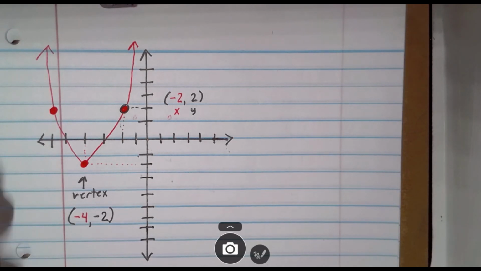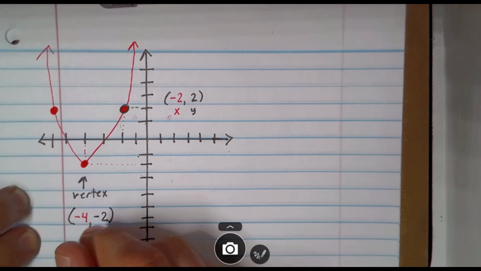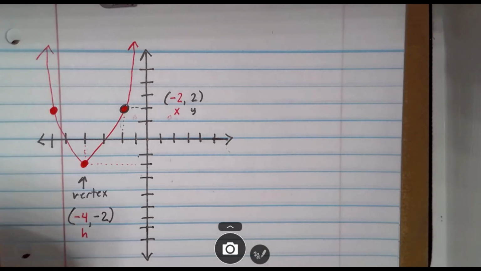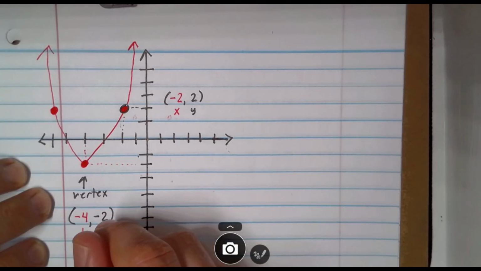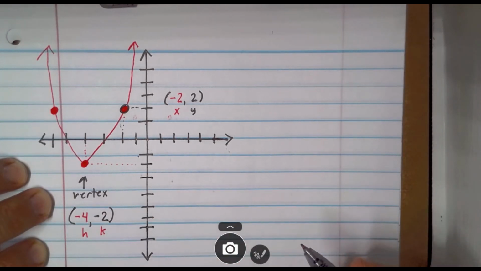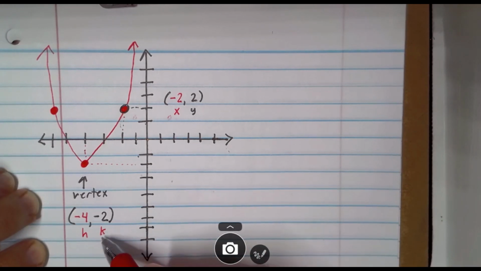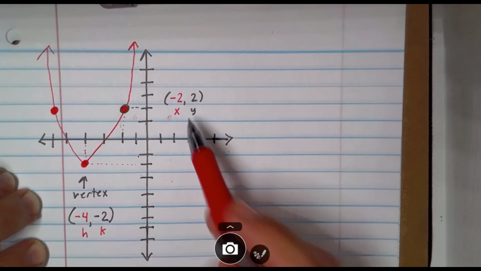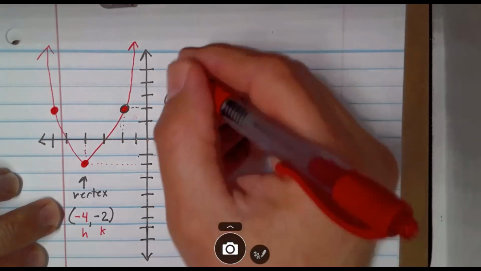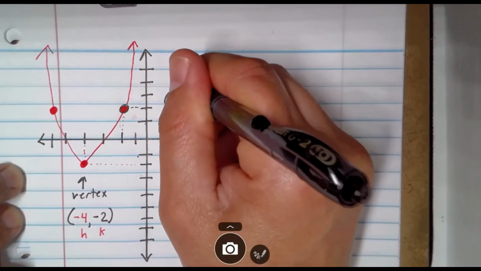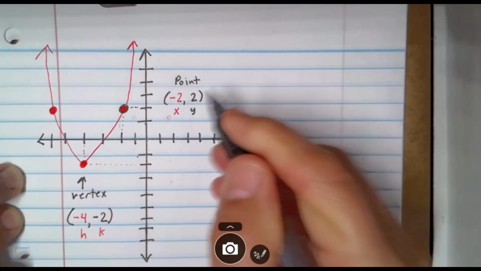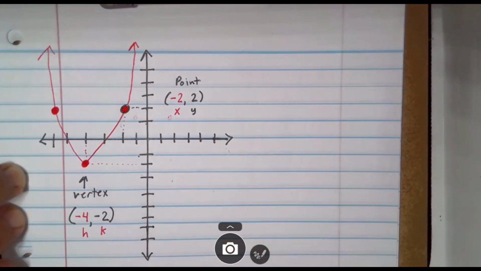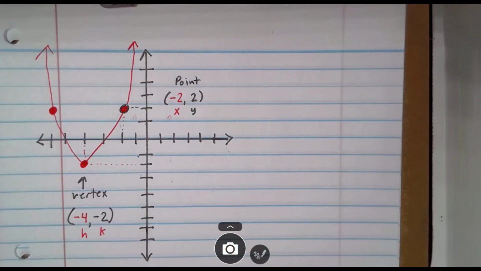So now that I have my vertex labeled, I'm going to label that H and K. So I have everything I need. I have my H value, my K value, my X value, and my Y value. This is my vertex, and this is simply just a point on my graph. You can always use any point. That just happened to be the one that I chose, the one on the right.